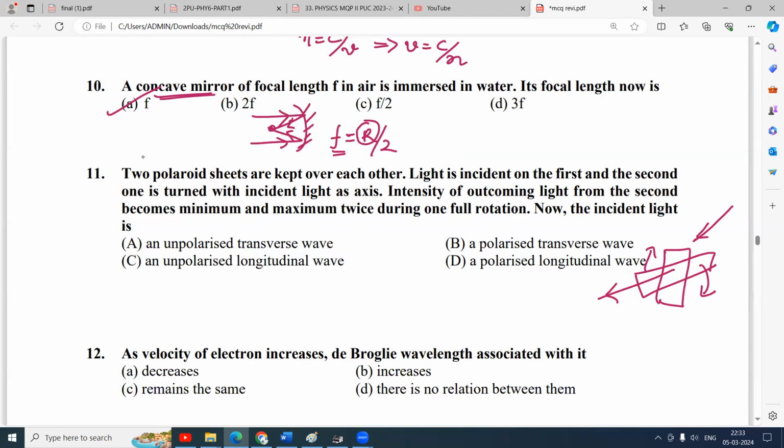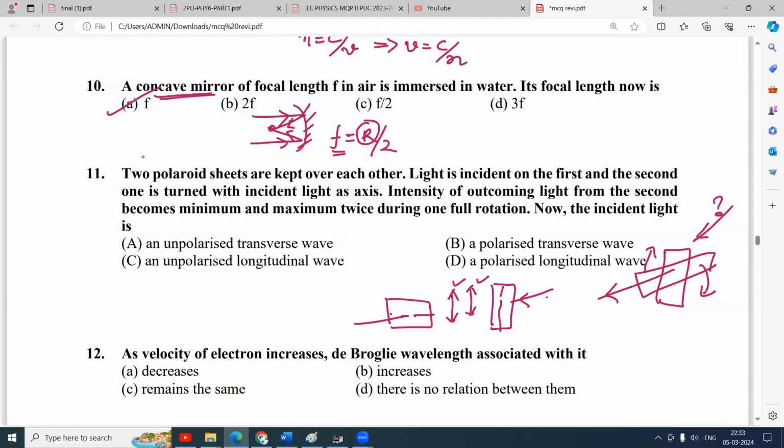Now, the incident light is, what is this they are asking? That should be unpolarized, because when unpolarized light is incident on the first Polaroid, it gets polarized. So vibration, suppose this is the pass axis, the vibrations may be like this. And when it passes to the other Polaroid, suppose the other Polaroid pass axis is like this, they are not allowed to come out. When the pass axis is parallel to these vibrations, they are allowed to come out. So this is unpolarized, whereas this is polarized.